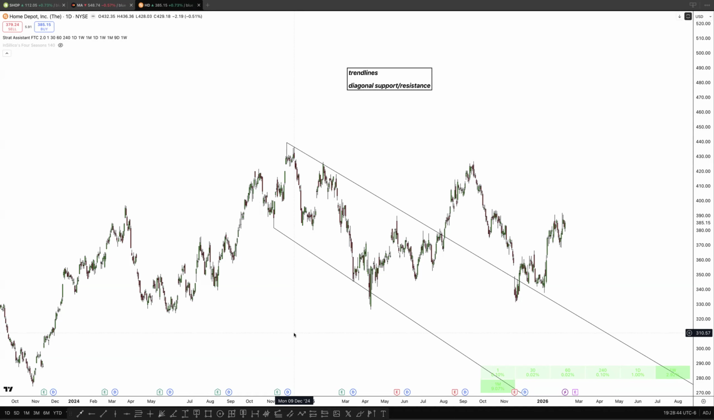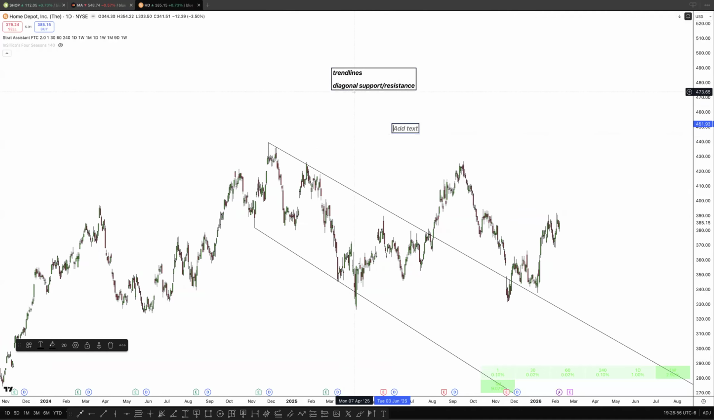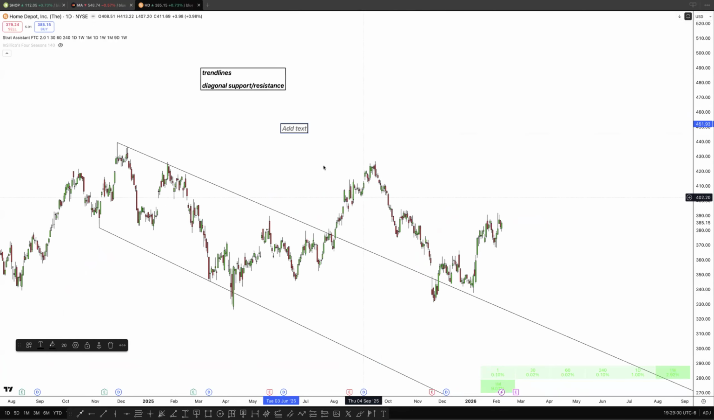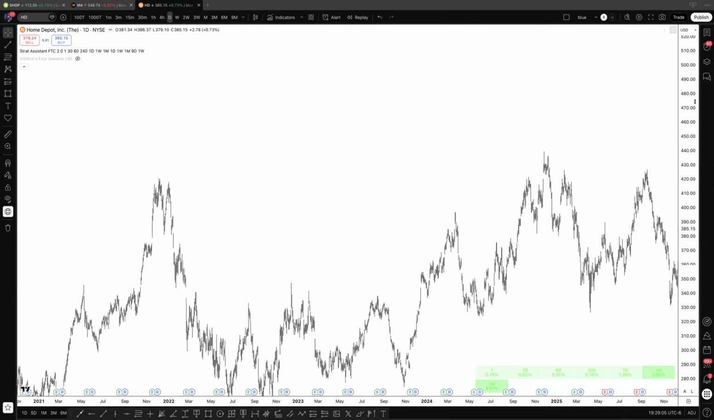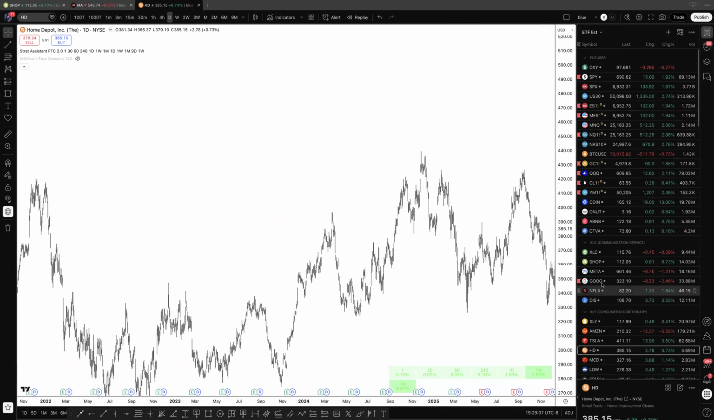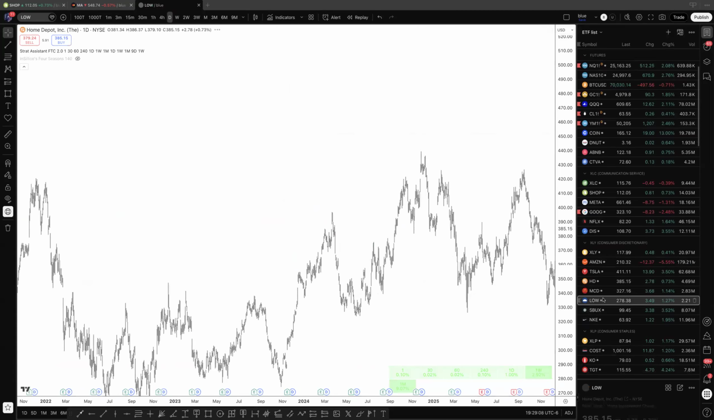If the two lines are the same length, you can make a parallel trend line. Well, channel. But regardless, all they are is just diagonal support and resistance. So as you can see here on Home Depot, well, even this, I'm just gonna get rid of this, because that's too easy. I'm gonna go to a random chart.